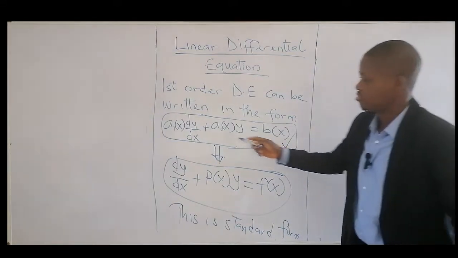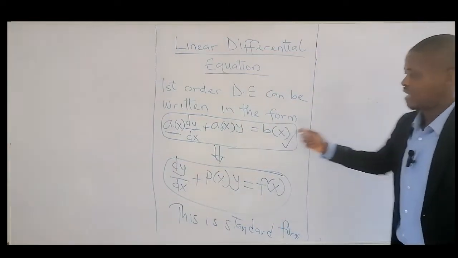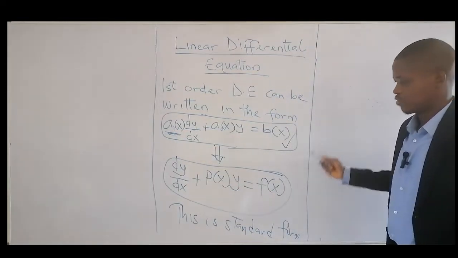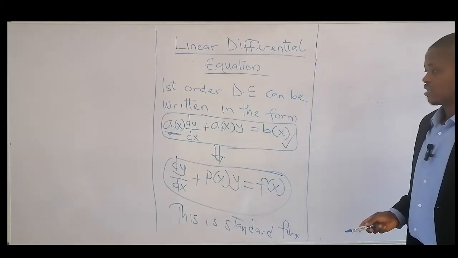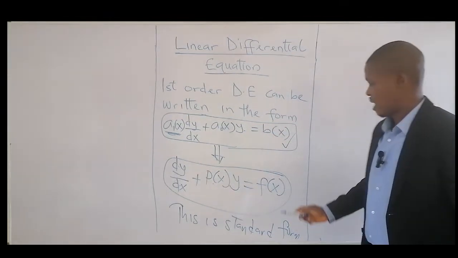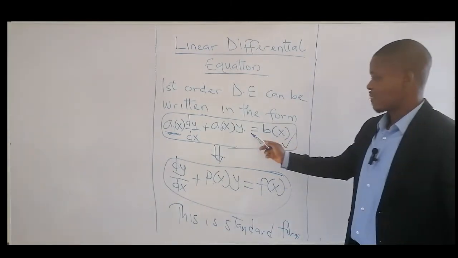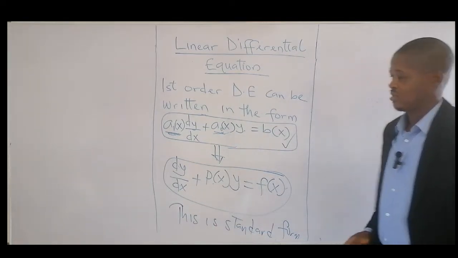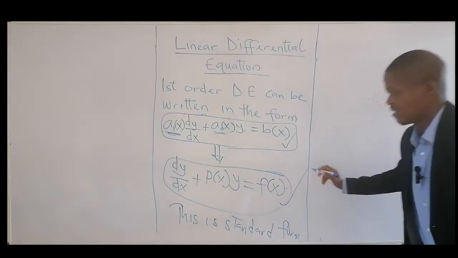What happens here is that when you have it in the first form, you remove the attachment to your dy dx. That means you have to divide through by what you have here. Is that clear now? You can see dy dx has no more attachment. Then you have p of x with y equal to f of x. What we are telling you is that the attachment to y must be a function of x, must have the variable x. In a nutshell, this is the standard form.